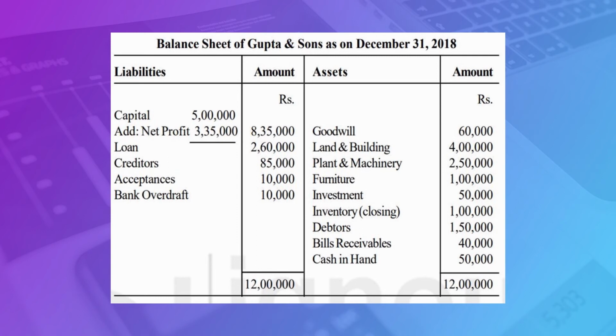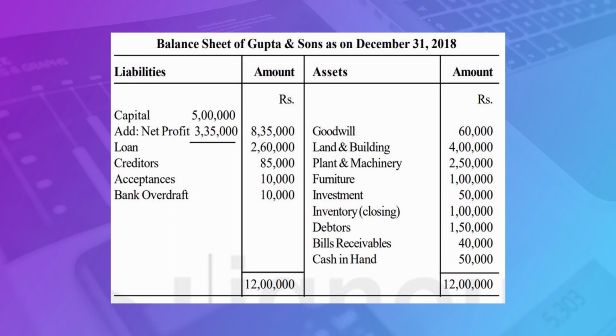So, let us see how the balance sheet is prepared with the help of the information given in the trial balance. So, first of all, let us discuss the liability side of the balance sheet. So, dear friends, when we talk about the liabilities side of the balance sheet, capital. So, capital has been provided in the credit side of the trial balance, rupees 5 lakh.